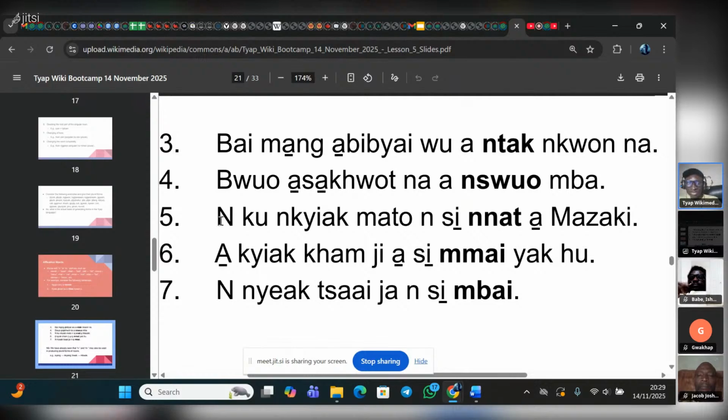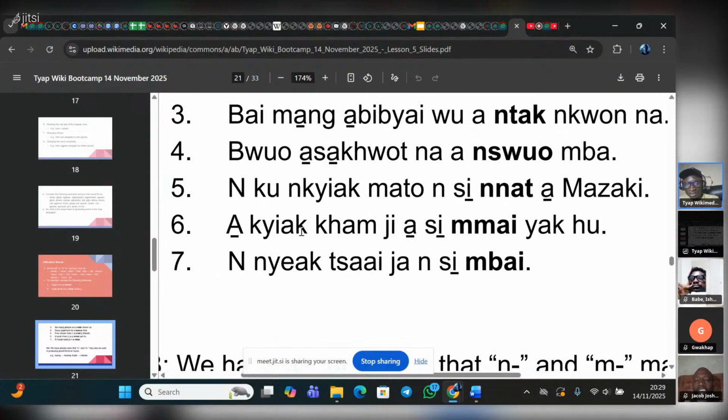So the fifth one says Nkunkiak Mato, Nsinat Amazaki. It could also be Nkunkiak Mato, Nsinat Mazaki. That's I have taken a car and went to Mazaki with it. But this one is saying that I took a car with which I went to Mazaki. Then number 6, please go ahead.